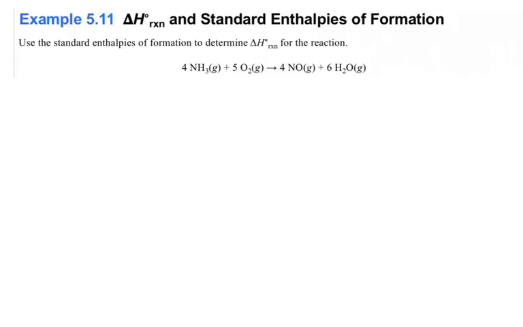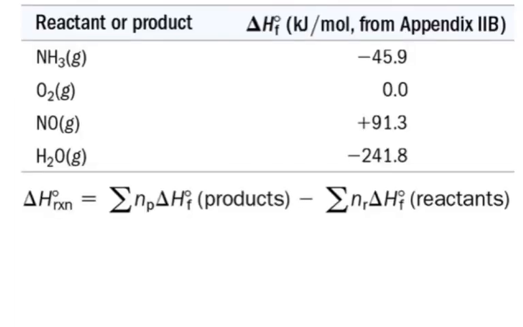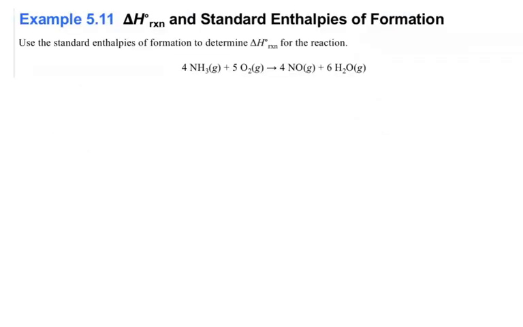This one comes from the PowerPoint, and what they want us to find is the delta H for the reaction. Now the values are given here on the next page. These values can be found in the appendix in the book, and so we don't have to be flipping back and forth, I'm going to go ahead and place these values here. For ammonia, the value is negative 45.9.